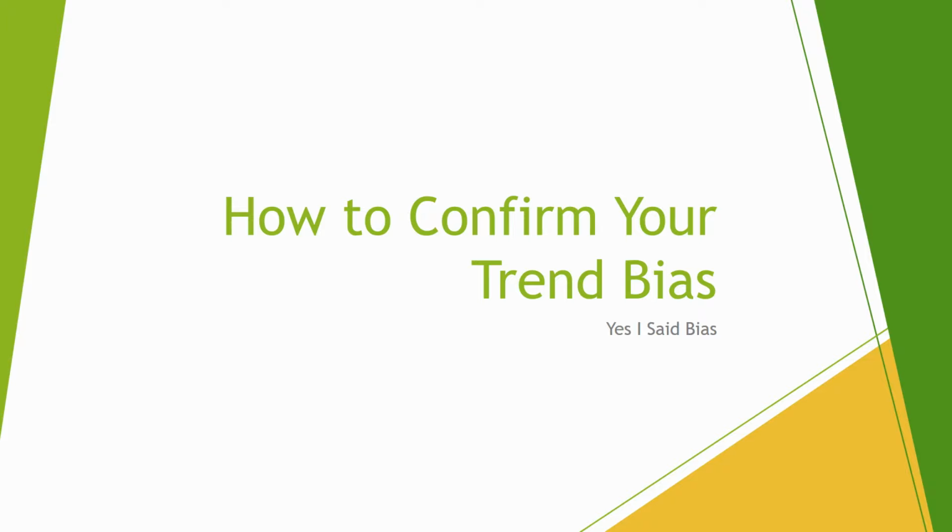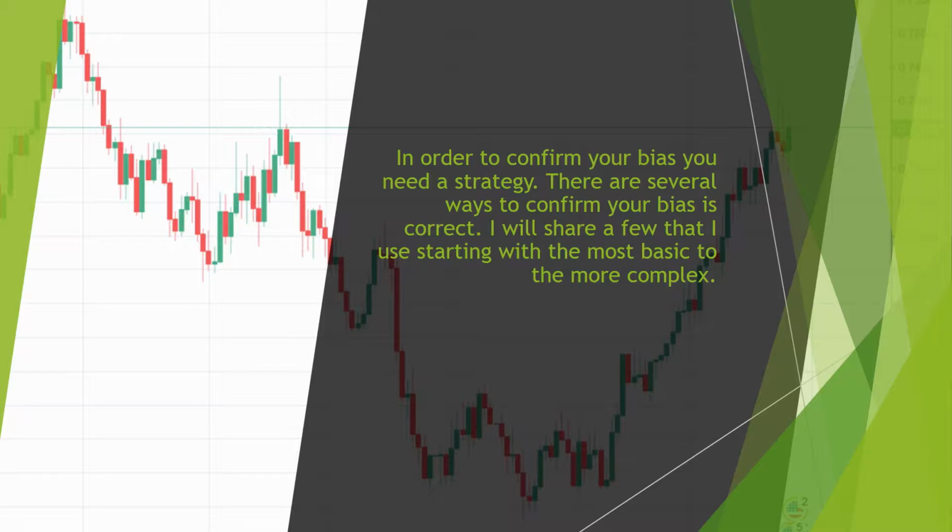So, how do you confirm your trend bias? Yes, I said bias. So, basically, in order to confirm your bias, you need a strategy. There are several ways to confirm your bias is correct. I'll share a few that I use, starting from the most basic to the more complex.